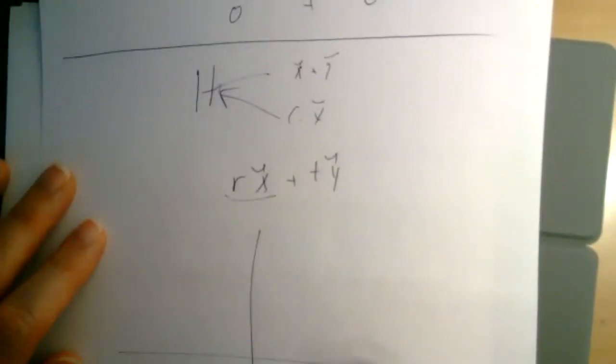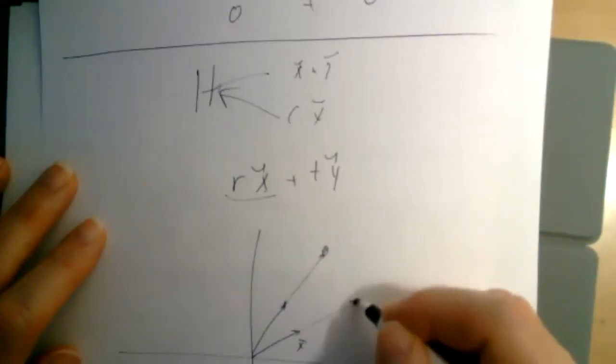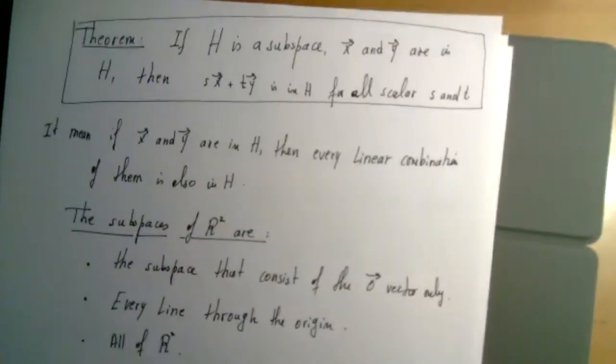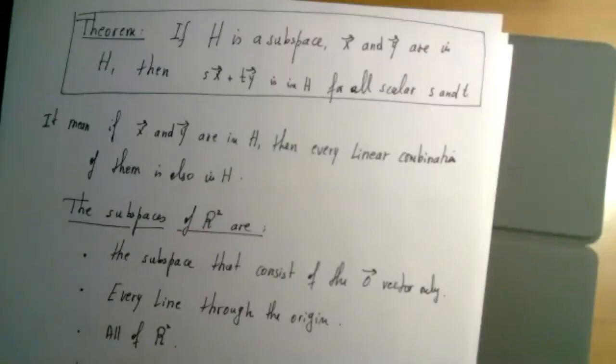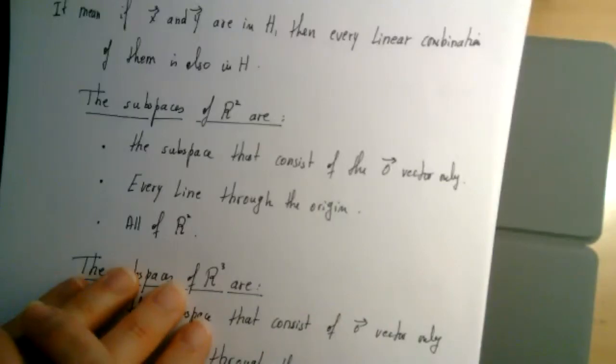So that's really the idea. X is in H, you scale it, you don't leave H. Y is in H, scale it, you stay in H. Both are in H, adding them will keep you in H as well. So if H is a subspace and X and Y are any two vectors in it, then the linear combination is also in it. And this would lead me a little bit to study the subspaces of R2. What are the subspaces of R2? The only ones. There is nothing else, actually.